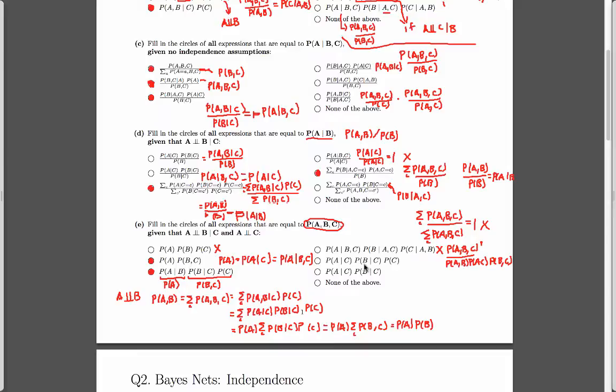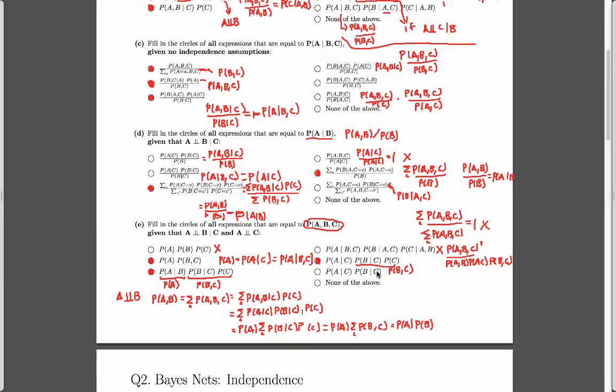Now let's look at this fifth option. Right here we have the probability of B and C. And on the left we have the probability of A given C, and before we know that this is equal to the probability of A given B and C. And the probability of A given B and C times the probability of BC is equal to the probability of A, B, and C. So this is true.